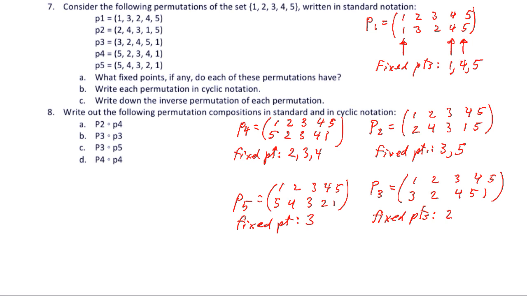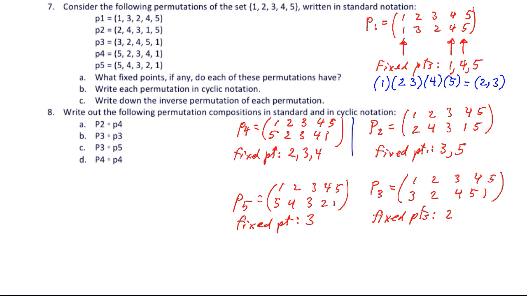Okay. Next, we're going to do part B, which is to write the permutation in cyclic notation. And for cyclic notation, we're going to put cycles in parentheses. So for P1, we can write that 1 is fixed. We have a cycle between 2 and 3. 4 is fixed, and 5 is fixed. And we can omit the fixed points and just write (2 3) if we want.